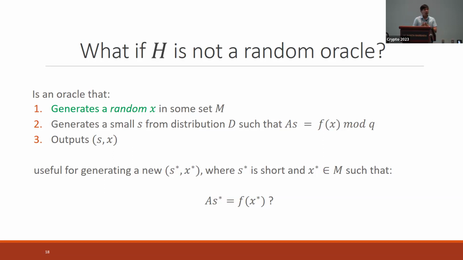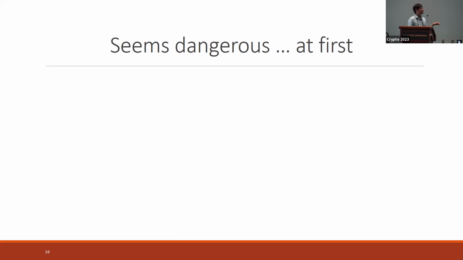And our main goal was to instantiate that F with some simple functions, so that we can prove pre-image in zero knowledge efficiently. So what we focus on is, okay, let's just pick F to be a linear function. And it seems a bit dangerous, right?